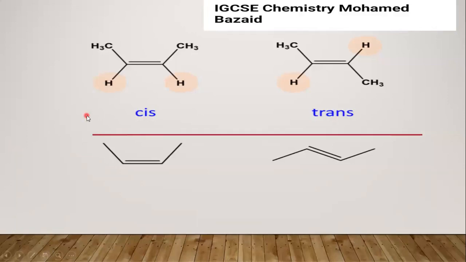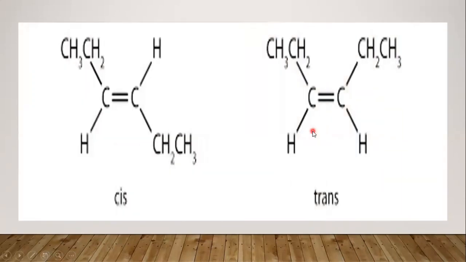But in cis and trans isomer, the substituents on the first carbon must be the same as the substituents on the second carbon. What does it mean? Here I have hydrogen and CH3. In the second carbon, I also have hydrogen and CH3. In this case, I can say one of them is cis, one of them trans.